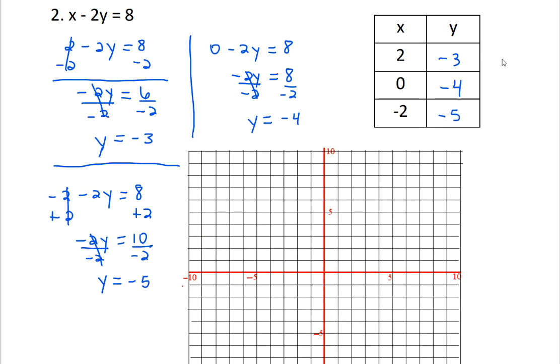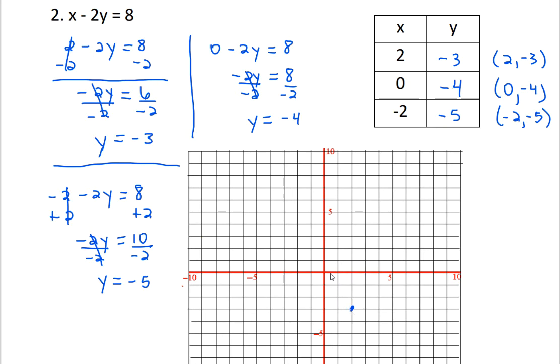So these are all ordered pairs. That's what I've created, is the ordered pairs. And if I plot these ordered pairs and connect them, that's going to give me my line. Okay, so I have 2, -3, start at the origin. I go +2, so to the right 2. -3 means I'm going to go down 3 spaces.